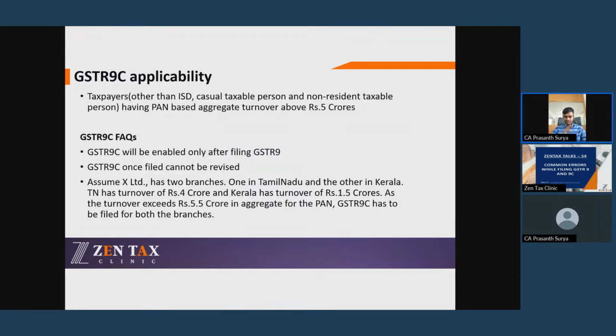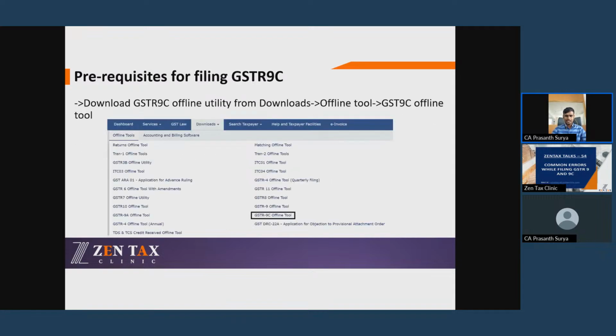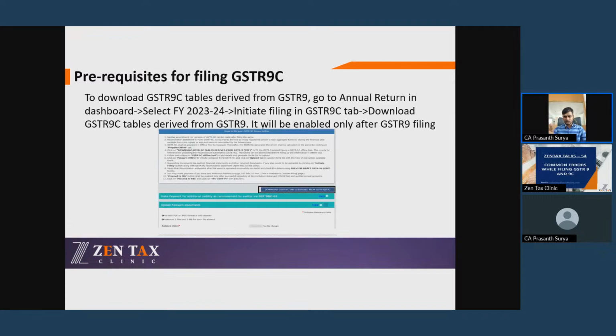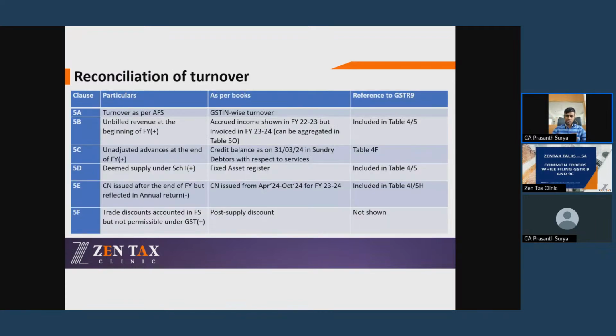So I'm just running through GSTR9C once. In GSTR9C, it is very simple. Only if you see the unreconciled turnover column, you would be able to figure out whether there are differences. In every table there is a separate column showing unreconciled turnover, unreconciled ITC, and a separate table for unreconciled tax payable. If you do not have any unreconciled difference, then it is okay. Otherwise, straight away the notice will come.